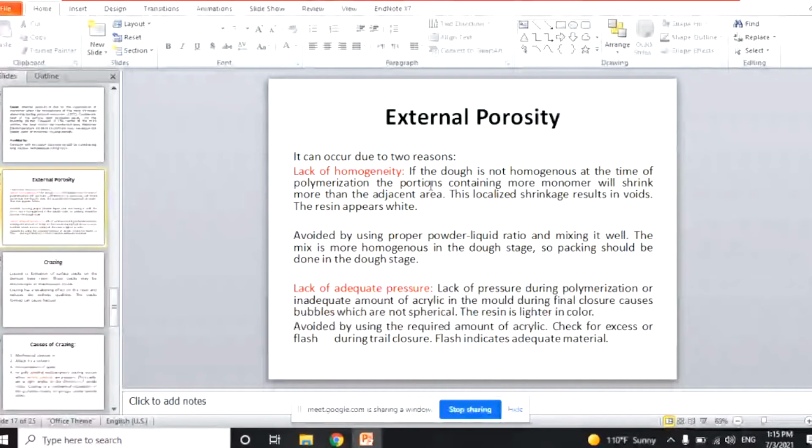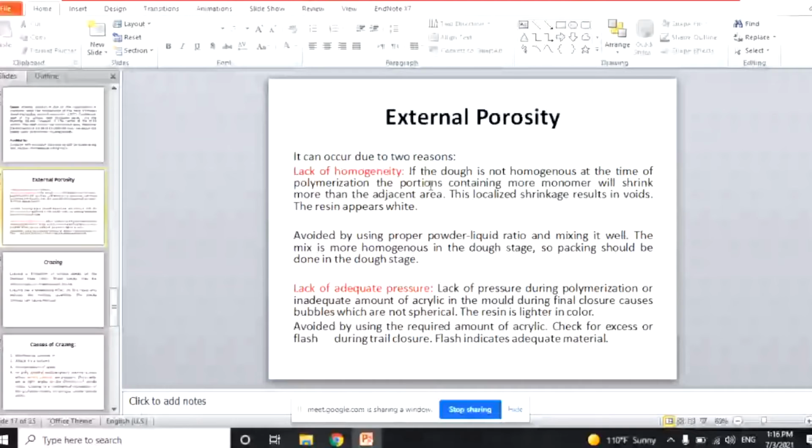Number two, you have some errors during pressing of the flask. When you do not press well, the two parts of the flask may not mix well, and in some areas this can cause external porosity.